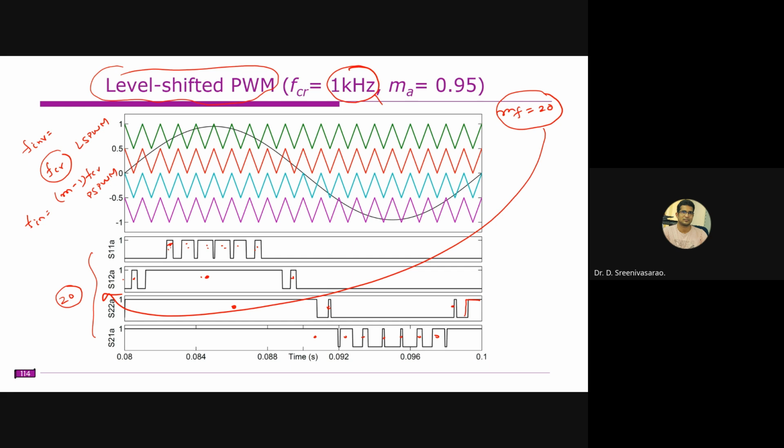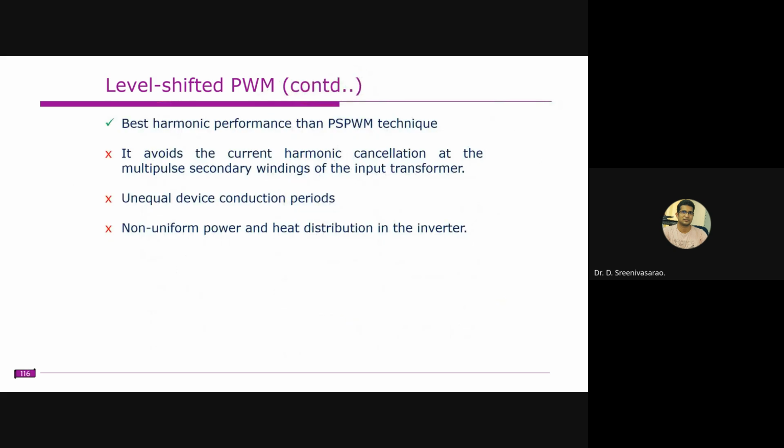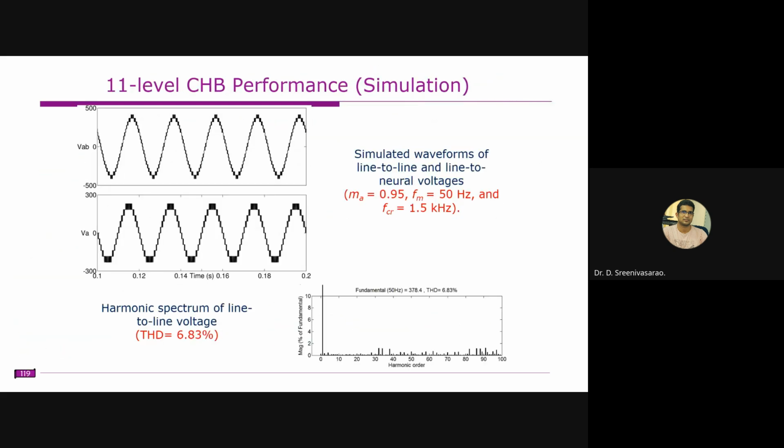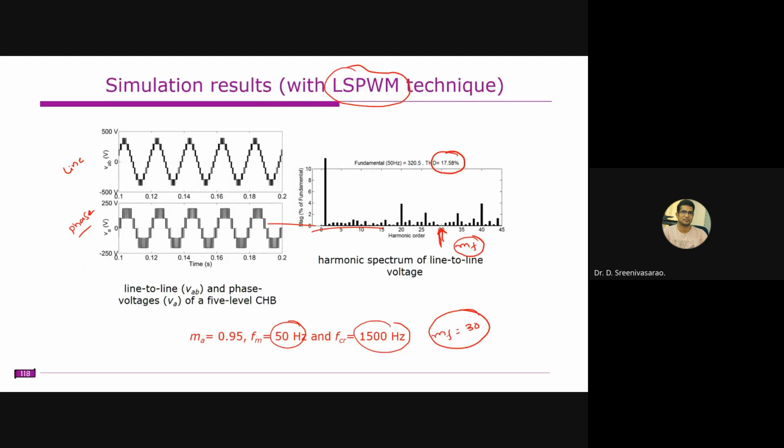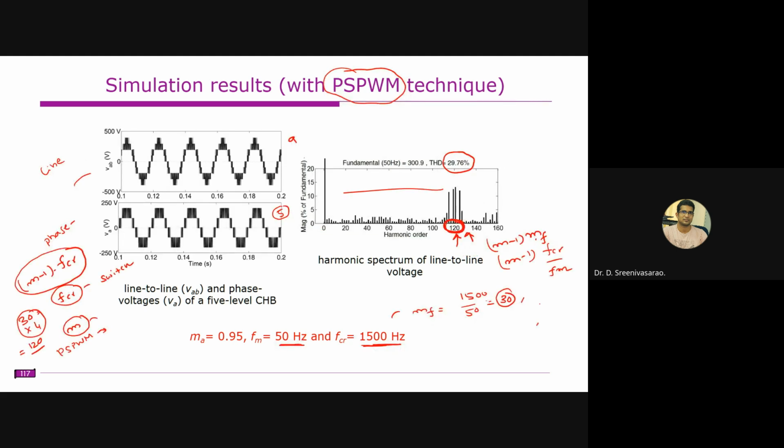Understood? So that's why the harmonic spectrum is centered around the MF frequency, and similarly you have 2 MF frequency and so on. Even though you have lower order harmonics, their magnitude is very less. In this case it is just 4%, whereas here these peak values are more than 10%. So that's why THD is more.